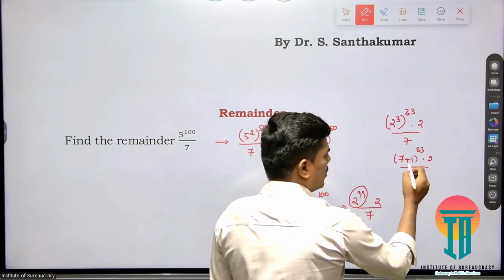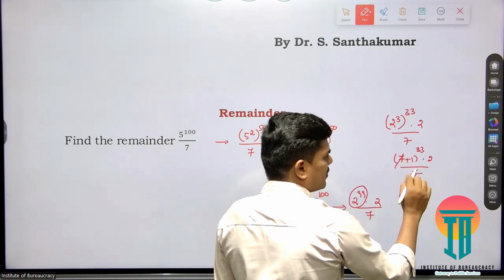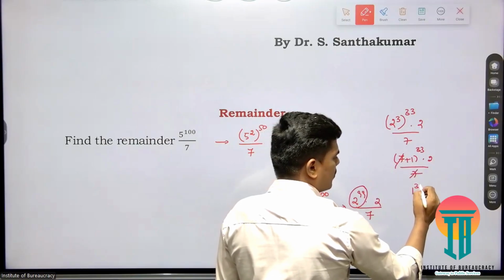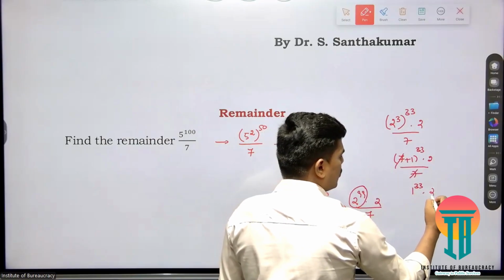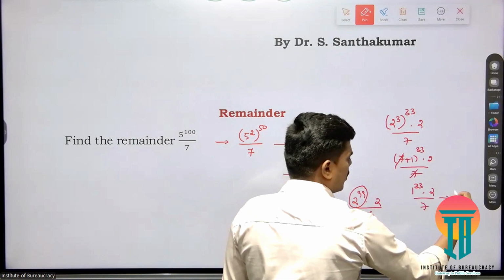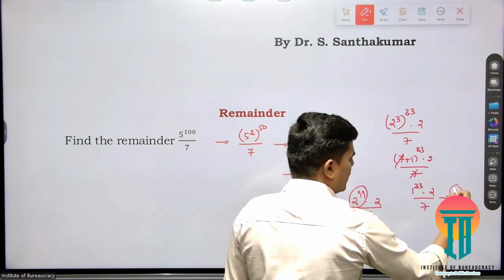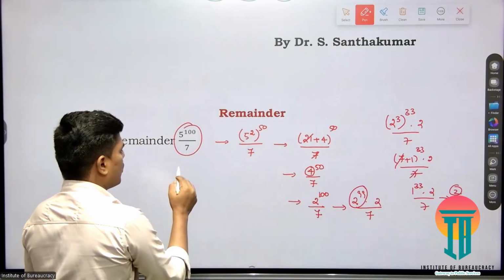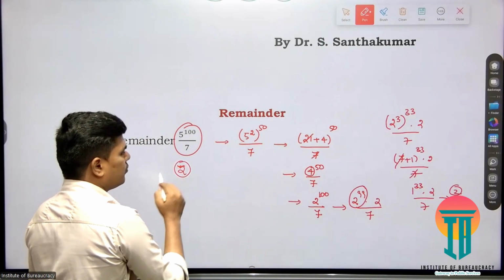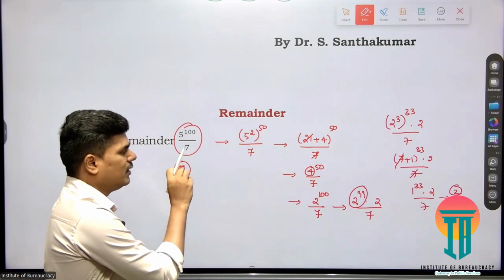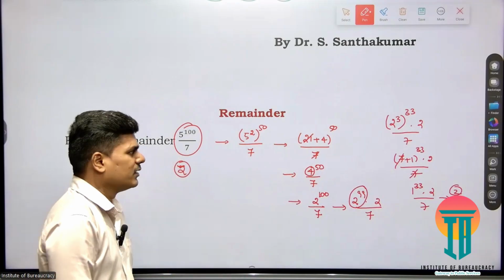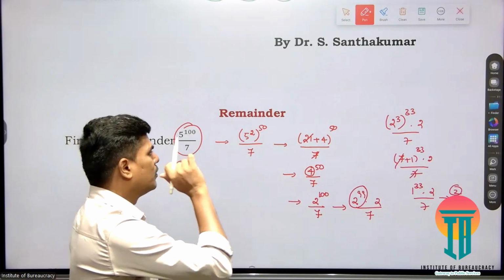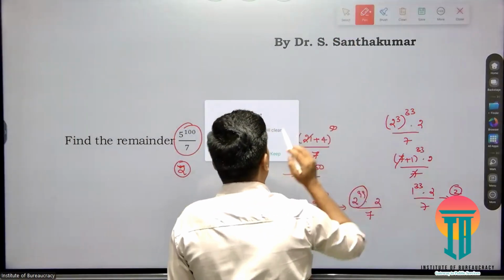Here the 7 is a multiple of 7, leave it. You have 1 power 33 into 2 divided by 7. That means 2 by 7. When you divide 2 by 7, the remainder is 2. So for this problem, the remainder is 2. That's how we apply the polynomial theorem concept. This is the concept. Now we will try to solve some problems based on this concept.